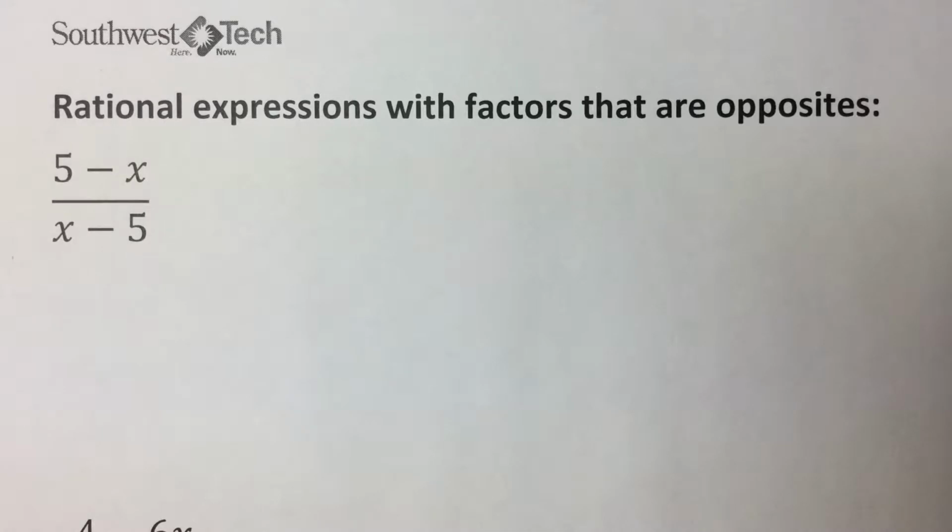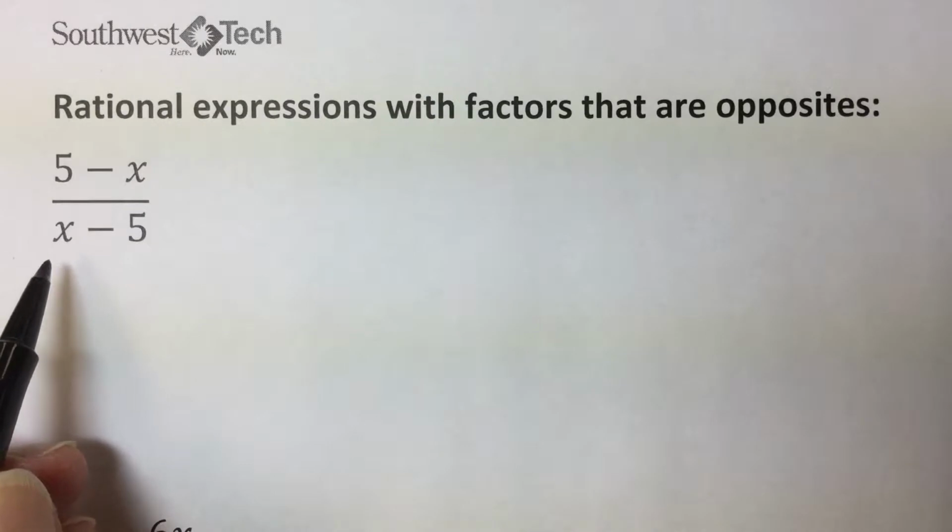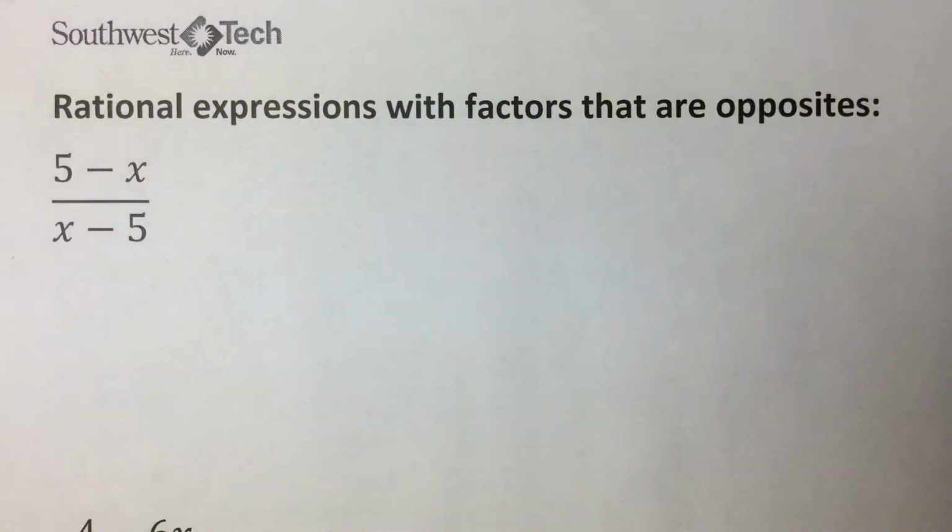At first glance, the numerator and the denominator of this rational expression do not appear to have any common factors. The binomial 5 minus x is not the same as x minus 5. However, these two binomials are opposites or additive inverses of each other. Thus, we can find a common factor by factoring out -1 in either of the expressions.